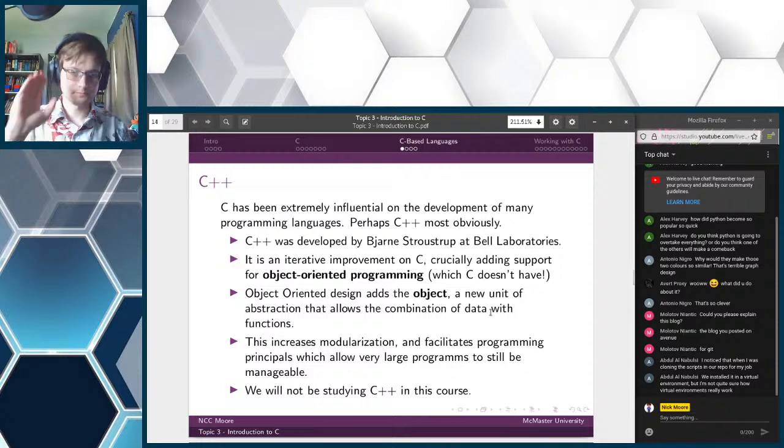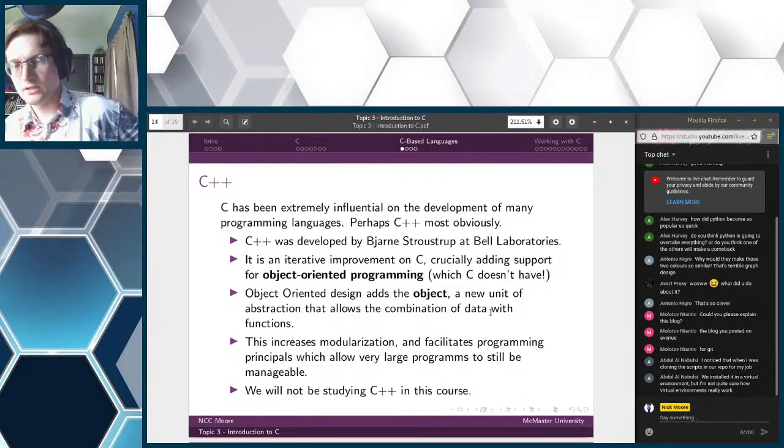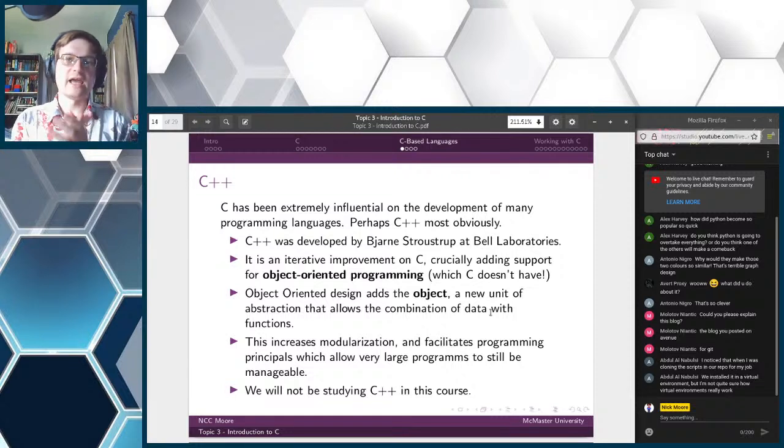Anyway, so C++. C has been extremely influential on the development of many programming languages, perhaps C++ most obviously. If you think back to the first lecture, I was saying the development of C in combination with the development of Unix meant suddenly everybody could write everything for anyone. It universalized programs, whereas before that, trying to write a program that was executable on anybody's machine was impossible, because you had to have everybody's machine and program for each one of those machines. Now that we have something that is compatible across different hardware setups, we can really start cooking with gas.